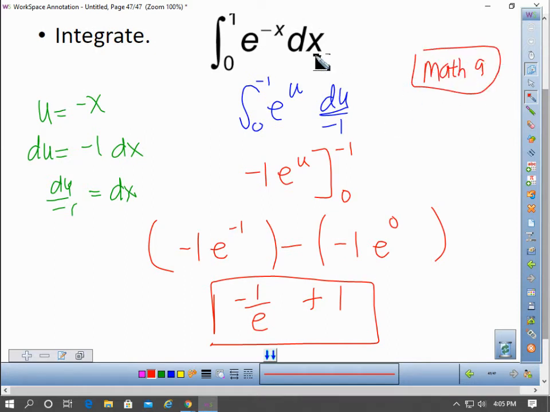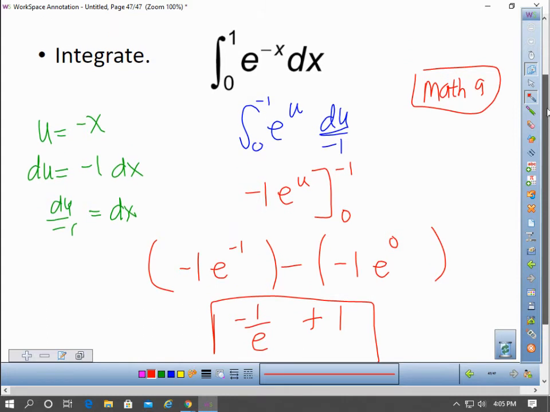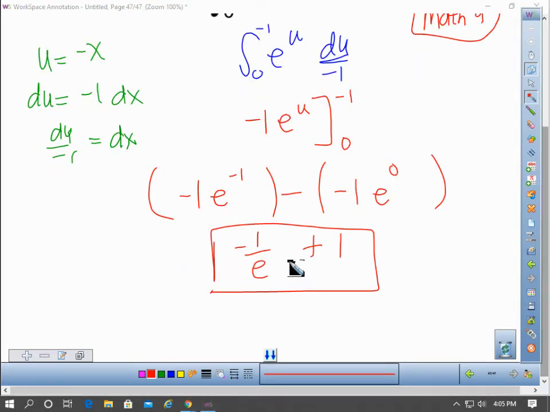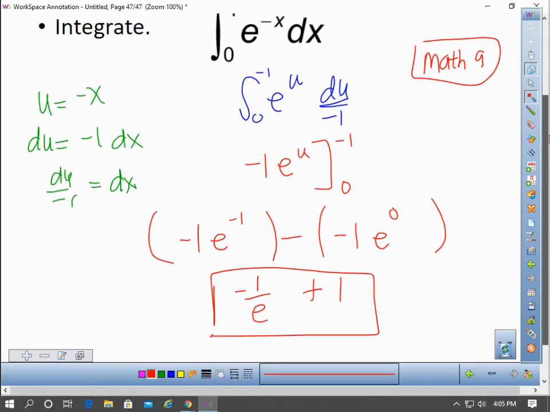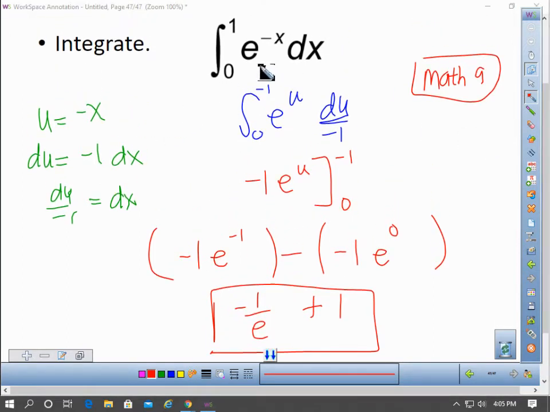And then if you math 9 it, you can always math 9 and put it in the calculator, right? So if you math 9 this and get a decimal answer, then you put this in your calculator and you should get the exact same decimal answer. Okay? So I did a u substitution to do my antiderivative, and then I changed my limits of integration to match my u, to get u values instead of x values. And then I did the fundamental theorem.